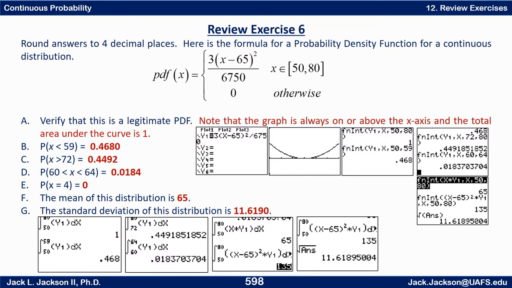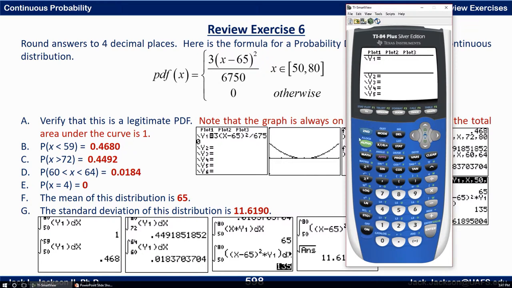Okay, so let me work this out on a TI-84. You could use another calculator to do this as well, but I'm going to use this one. Anytime I give you a formula, you're going to put it in. 3 times (x minus 65) squared divided by 6,750. All right, so let's see if this works.